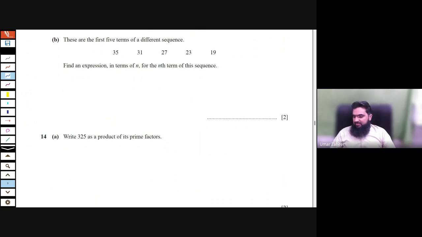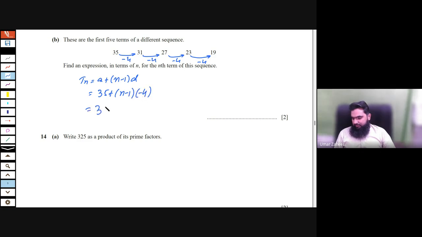Now these are the 5 terms of a sequence. We have to find the expression in terms of n for the nth term of this sequence. Take the difference. It is minus 4, minus 4, minus 4, minus 4. So the nth term will be equal to a plus n minus 1 into d. First term is 35 plus n minus 1, the difference is minus 4. Now 35 minus 4n plus 4. The final answer will be 39 minus 4n.